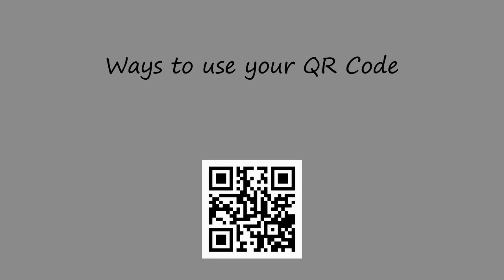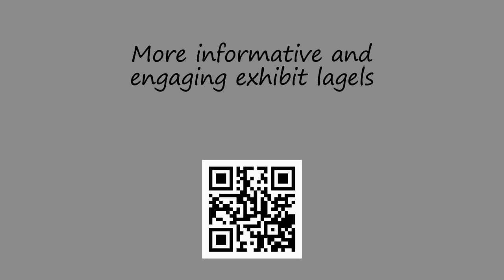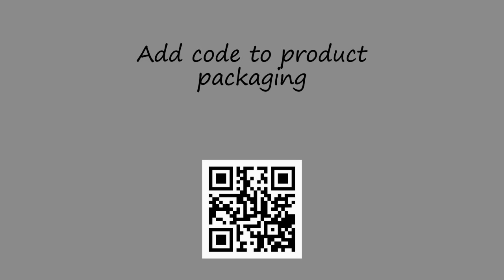So now that we've created our codes, let's go ahead and take a look at some different ways that you can use them. The first thing I like to do is include my QR code when I submit work for an exhibit. You can replace your basic labels, if the exhibitors will let you, with your QR codes, or you can add a QR code to the label. And by scanning these codes, the visitors can have access to some additional information about your artwork.